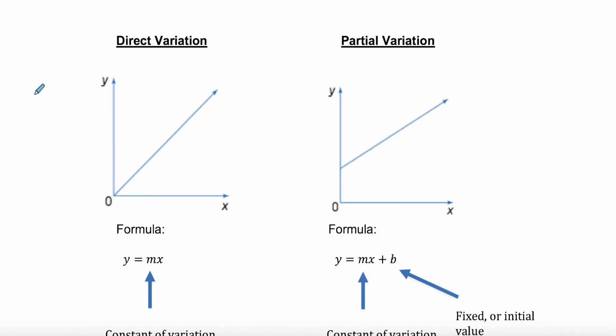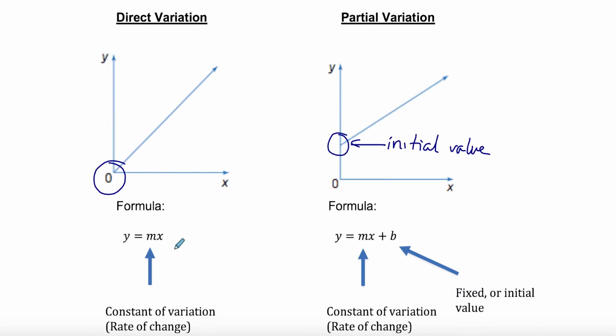So just a little summary here on the back. A direct variation from our last lesson starts at 0. A partial variation starts somewhere other than 0. So this is called our initial value. Okay, that's a fixed value. That's where our line starts.